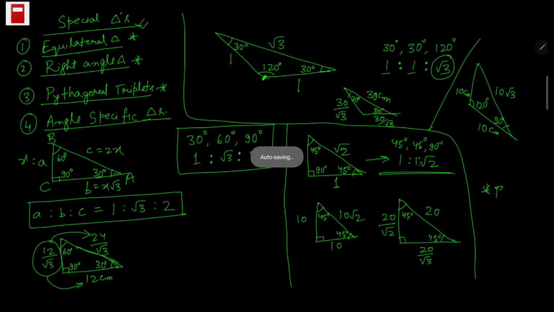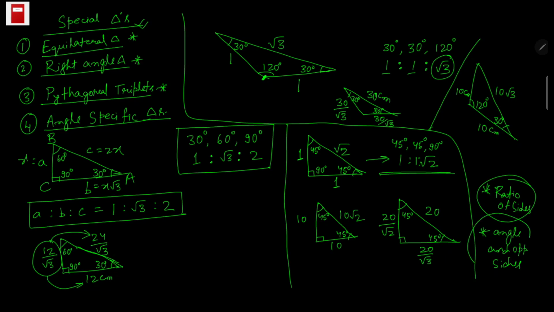It's important to understand the ratio of sides, and it is important to understand the correspondence of angle and opposite side. I hope that makes sense. Now, where does this come from? This comes from a couple of formulae of trigonometry. I'll just take them up.